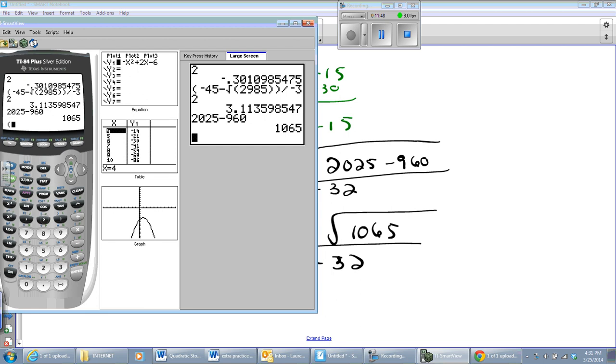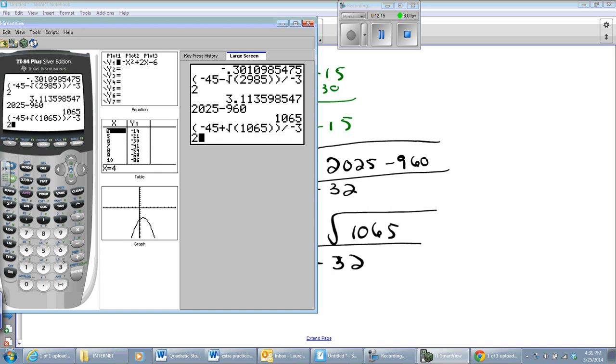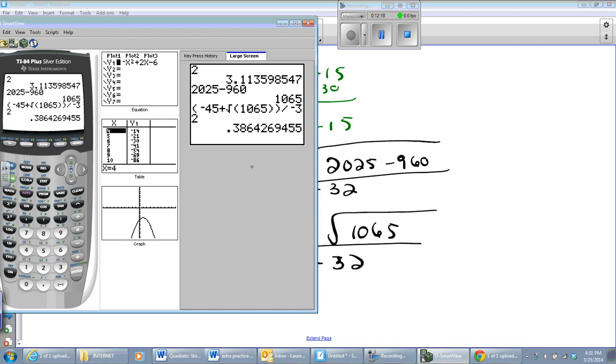So I'm going to start a parenthesis, and I'm going to go negative 45 plus the square root of 65. I'm going to close that quantity and close the parenthesis, and then I'm going to divide by negative 32. And there's our first answer. So we'll have a time of 0.39 seconds. And that's approximate, of course.